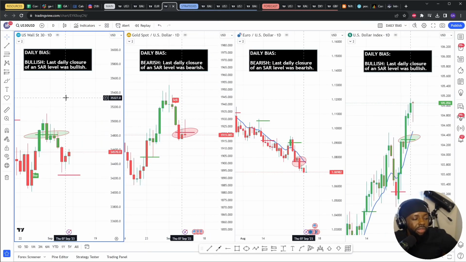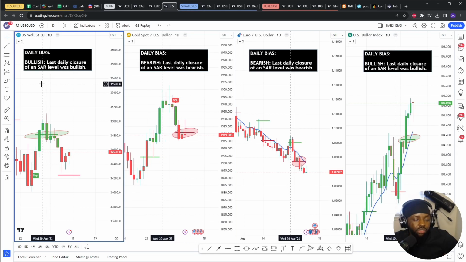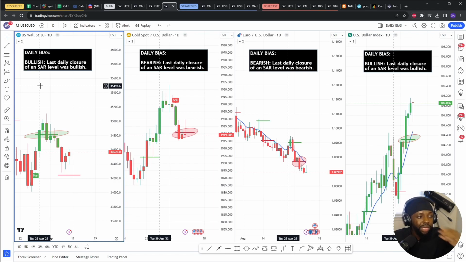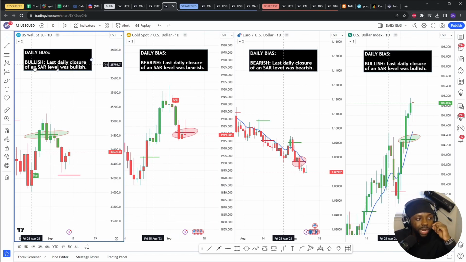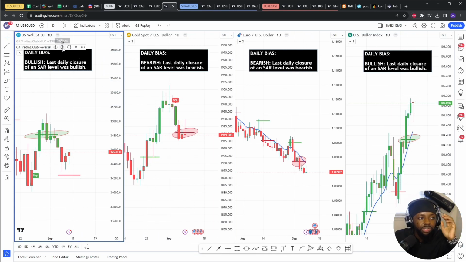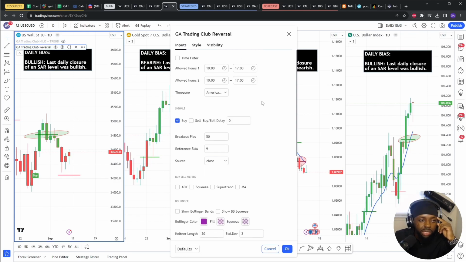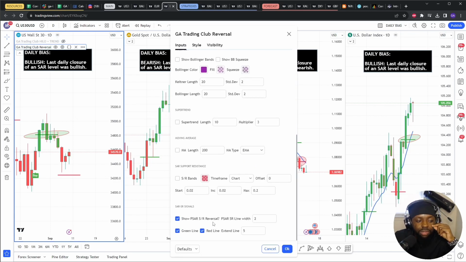Now, every day in the market, we look for the daily bias so that we know whether we are looking for either buys or sells. I know there are a bunch of different ways out there to find a daily bias. For me, I use the SAR strategy on the daily. For example, here I'm just using the reversal indicator, but I've turned off everything else and only left the SAR inputs. Here I want both the green and red lines, and I only want to extend it for 5 candles.